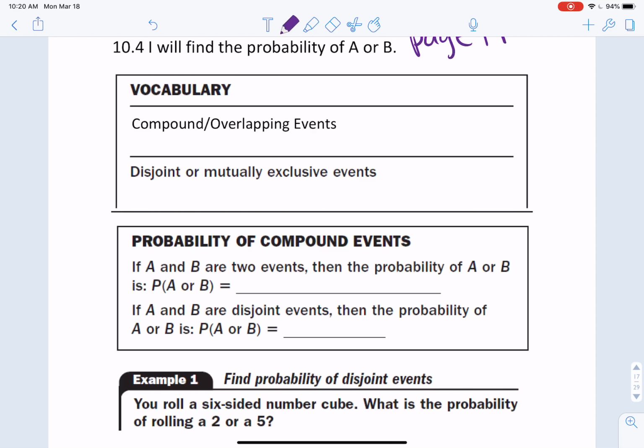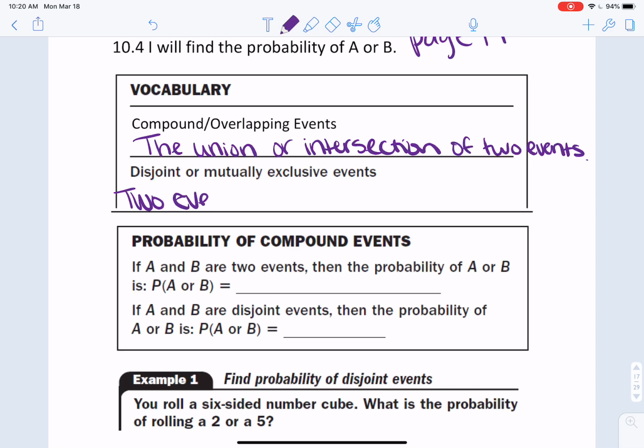That would be compound or overlapping events, which is the union or intersection of two events. And disjoint or mutually exclusive events, which is two events that have no outcomes in common.